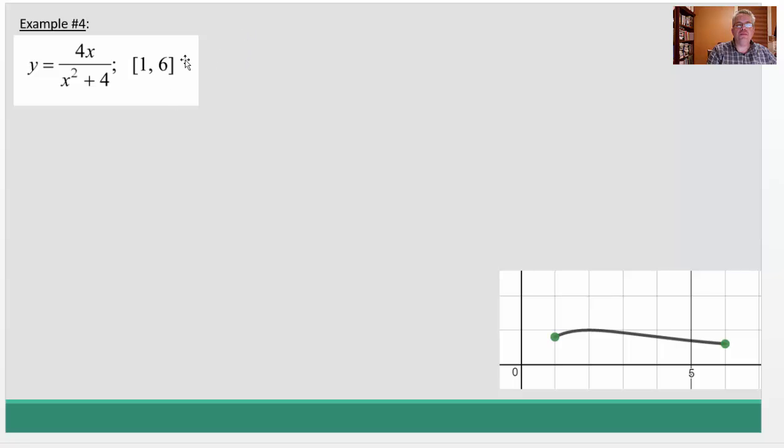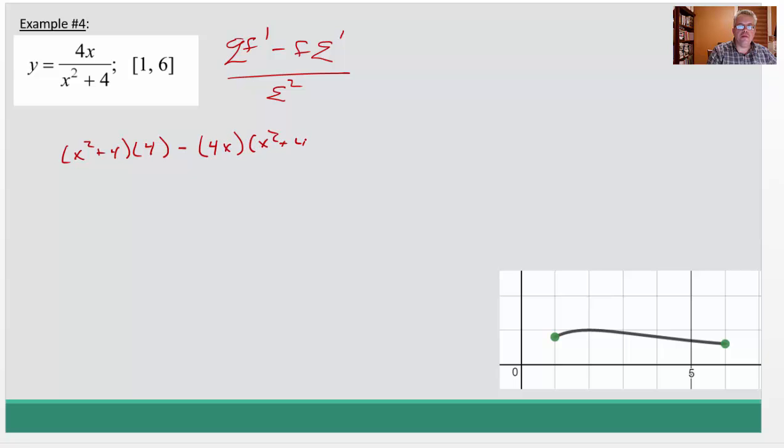What's life without the quotient rule? So remember, the quotient rule is g f prime minus f g prime over g squared. So it would be x squared plus 4 times 4 minus 4x times x squared plus 4, all divided by x squared plus 4. Okay, so this is y prime. So y prime would be 4x squared plus 16 minus 4x squared.